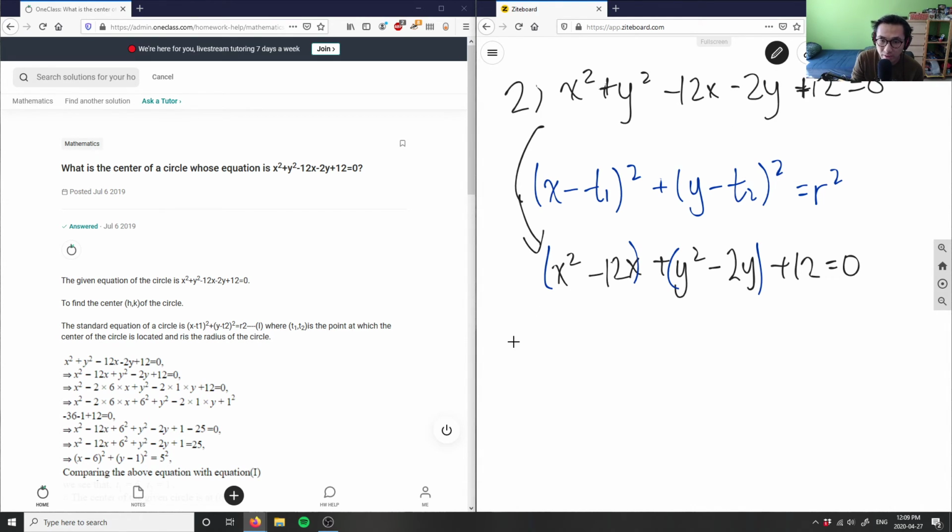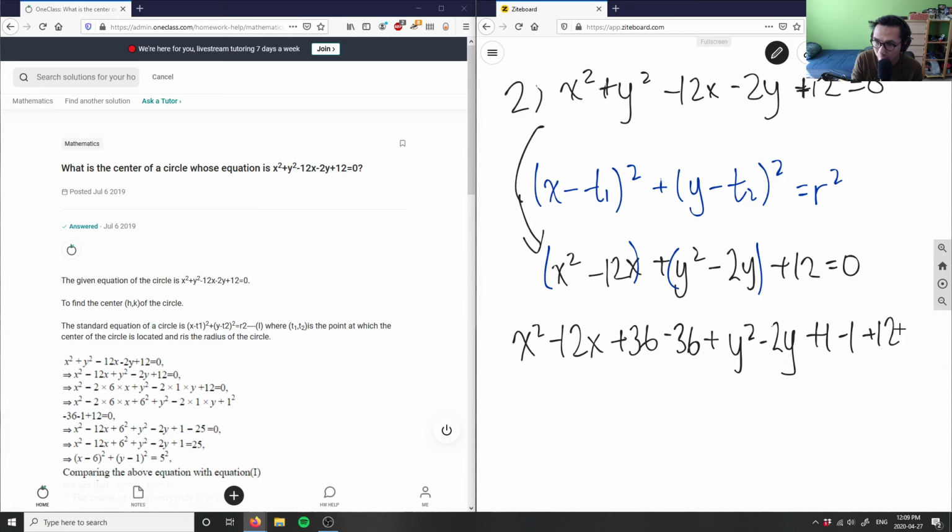That's okay. So I have x squared minus 12x. I'm taking this b term and dividing it by 2 and then squaring it. So 12 divided by 2 is 6, and 6 squared is 36. So I add 36 and subtract 36. Then I have y squared minus 2y. 2 divided by 2 is 1, and 1 squared is simply 1, right? So plus 1 minus 1 plus 12 equals 0.